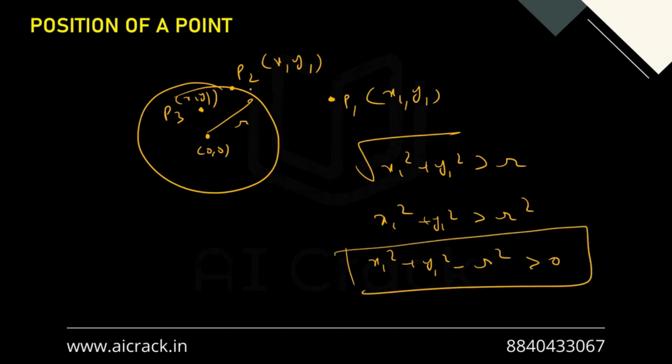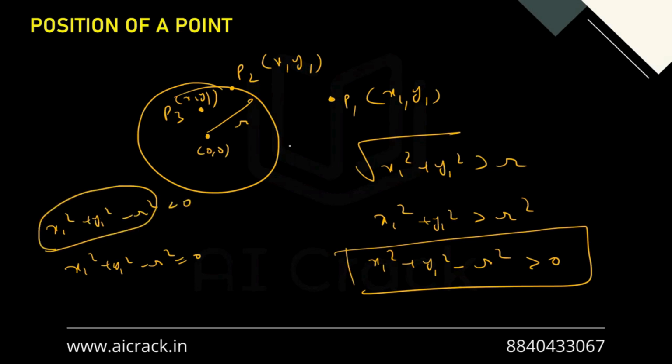Now if I take the second condition where CP2 equals r, I'll get x1 square plus y1 square minus r square equals 0. And in the third case, we get x1 square plus y1 square minus r square less than 0. So this gives me a hint that by taking r square to the left side, I am putting the value of x1 and y1 in the circle and comparing the value with respect to 0. If it is less than 0, the point is inside the circle. If it equals 0, the point is on the circle. If it is greater than 0, the point is outside the circle.